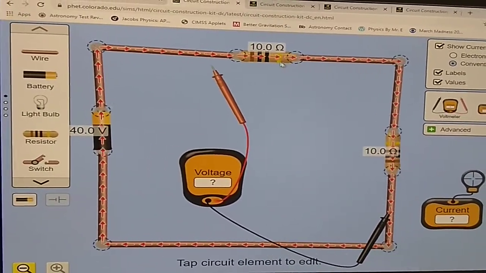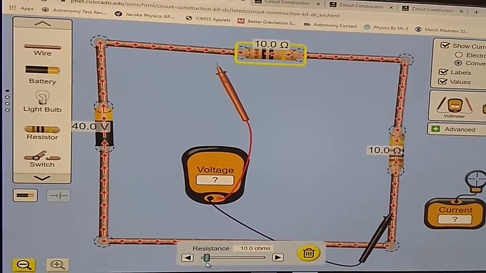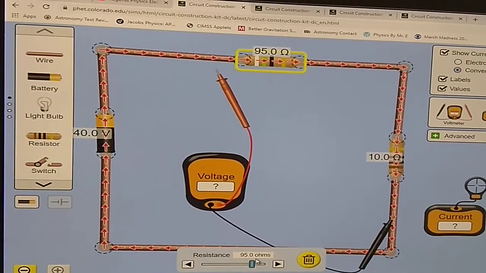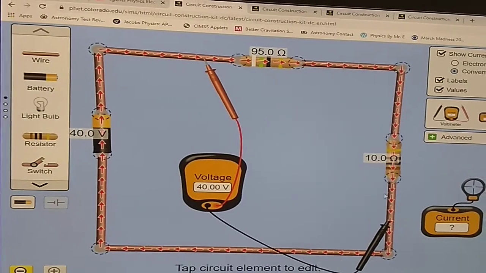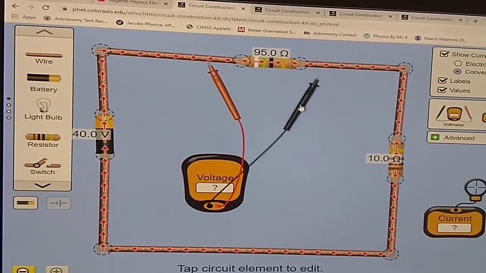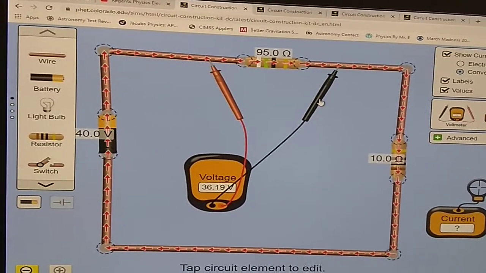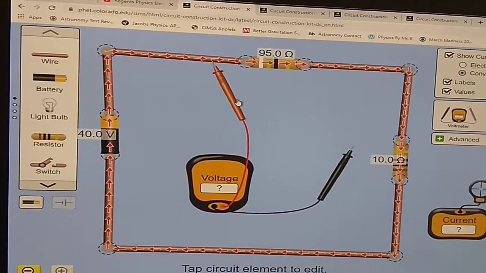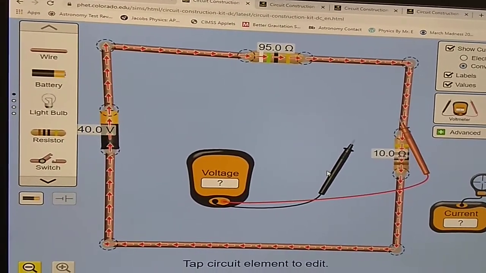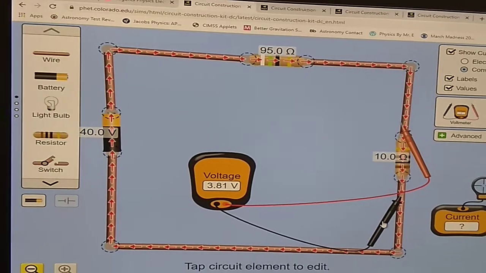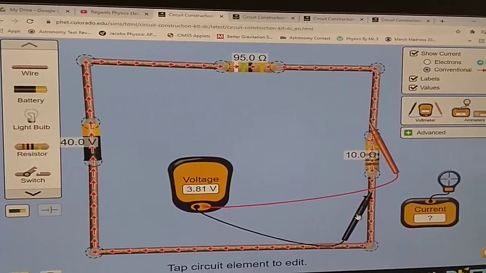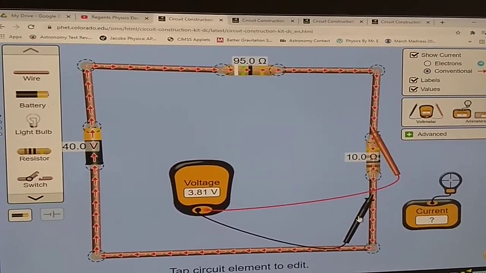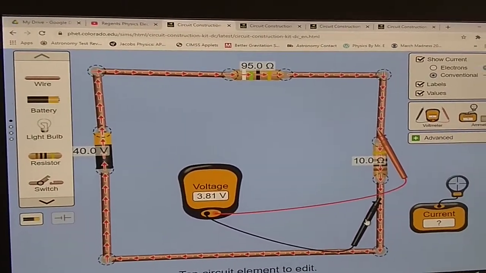This even works if we change the resistance of one of these. Let's make this, I don't know, 95, sure. Notice that the total voltage drop is still 40 volts. For this first one, the voltage drop is 36.19 volts. For this second resistor, the voltage drop is 3.81. Do some quick math in your head. 36.19 is basically 36. 3.81 is basically 4. Add those two together, 36 and 4, you get 40.